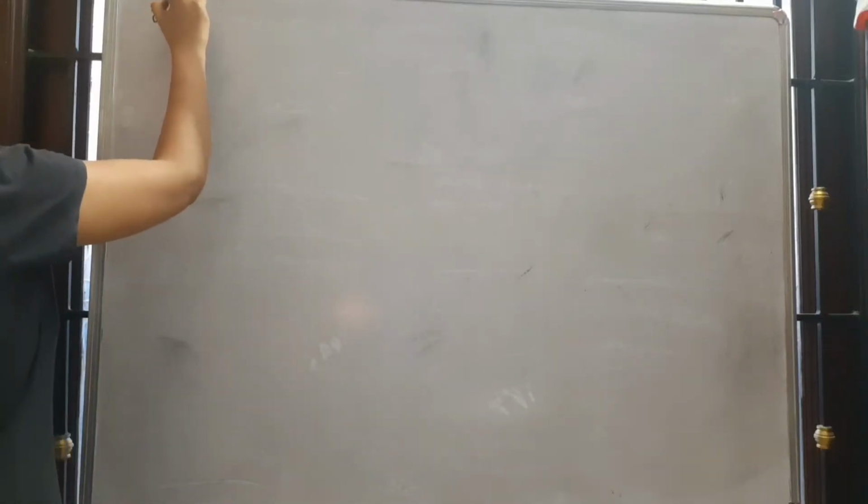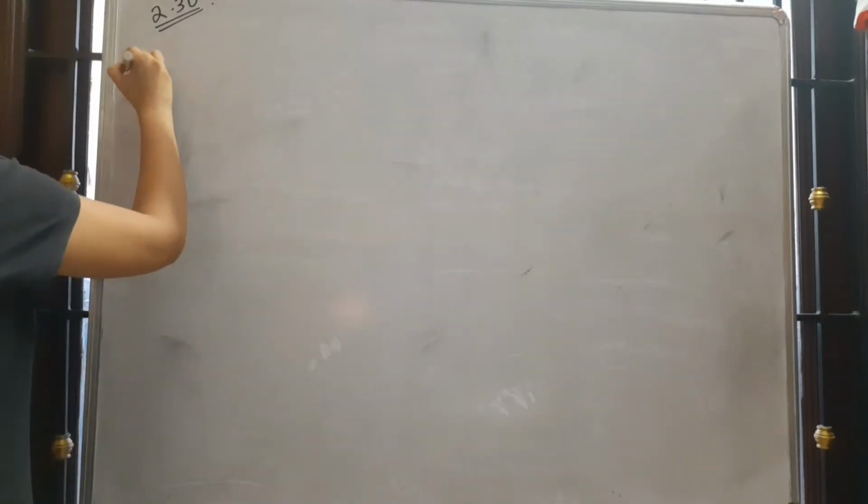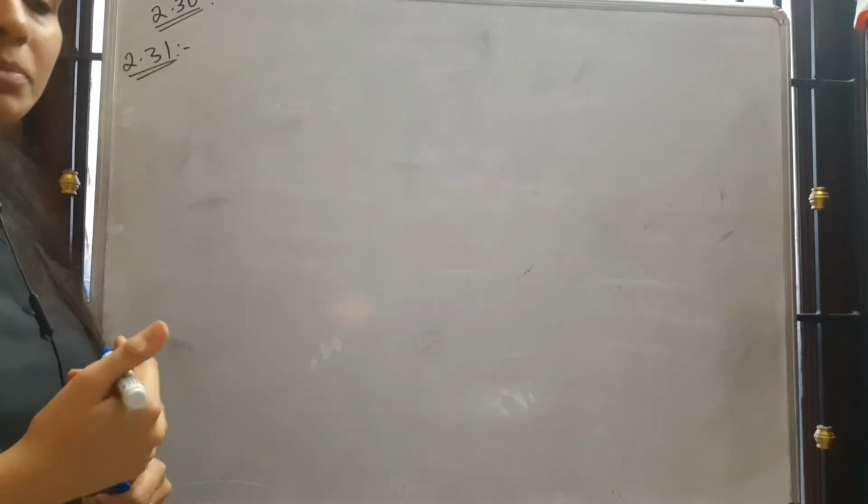Question number 2.30 is a homework which was already given. You have completed this. Okay. So next is question number 2.31. In 2.31 you have many subdivisions.